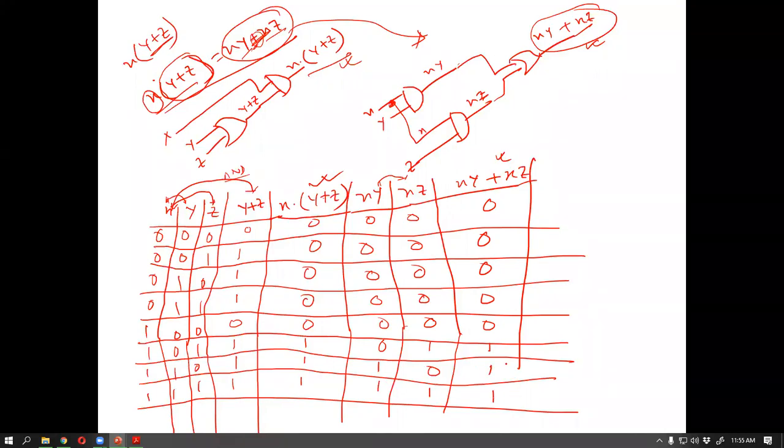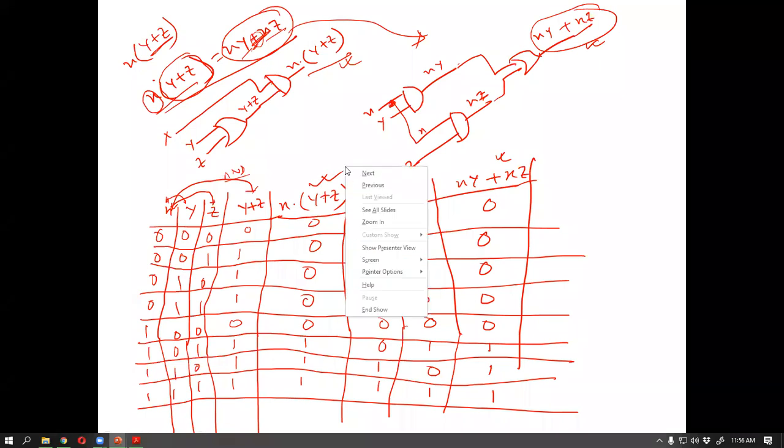So now you check, this line and this line, is the output same? Yes. So this circuit and this circuit are also same, not different. Both are same. So now we have proved X dot (X plus Y) is equal to XY plus XZ. Clear? Yes, sir.